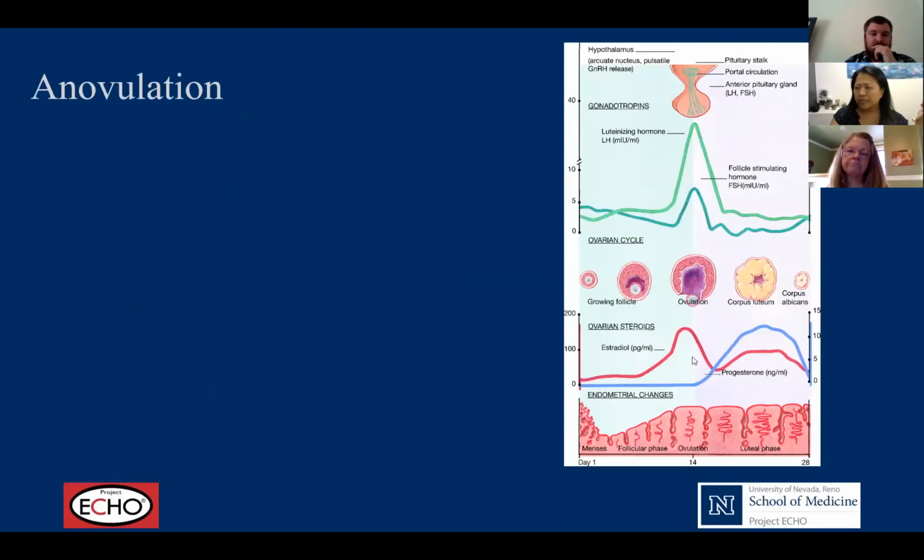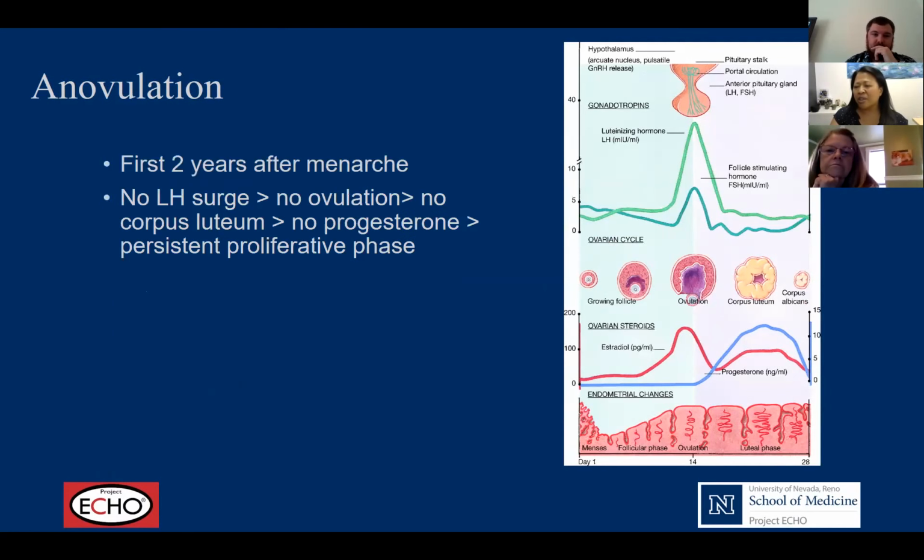All right, so back to this diagram. How does anovulation cause excessive menstrual bleeding? In the first 2 to 3 years after the period starts, it's really common, okay? Irregular periods are very common. Excessive bleeding is far more common in the first 3 years than after that, okay?